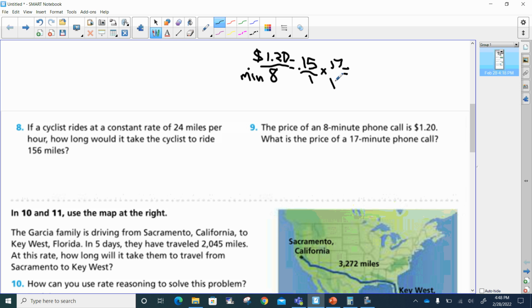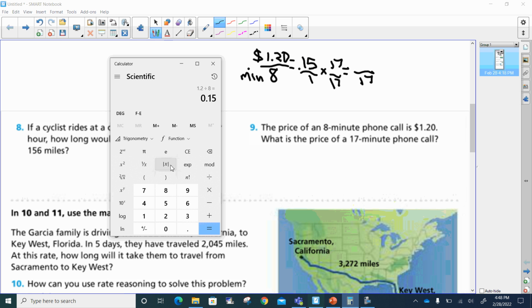It'd be 17 over 17, right? Because I can multiply anything by 1. That means I've got 17 minutes now, right? And 0.15 times 17 equals 2.55.